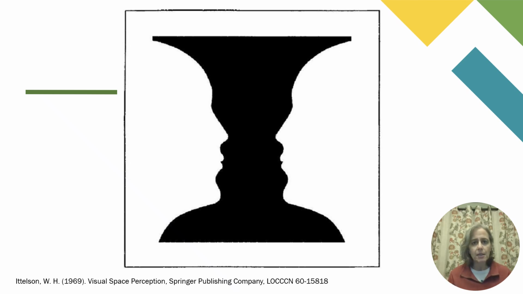All of us are getting the same exact raw data to V1, or our primary visual area. We're seeing the same shapes of white and black, but the way you interpret it, the way you perceive it, is going to be different.